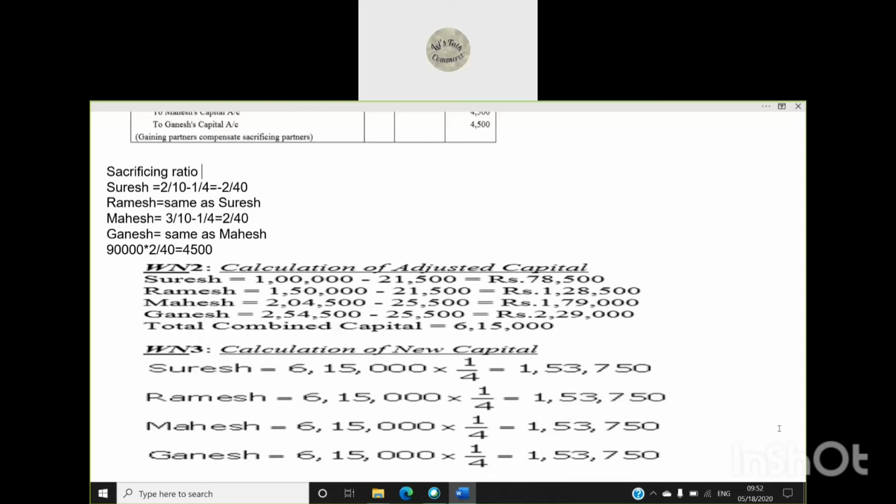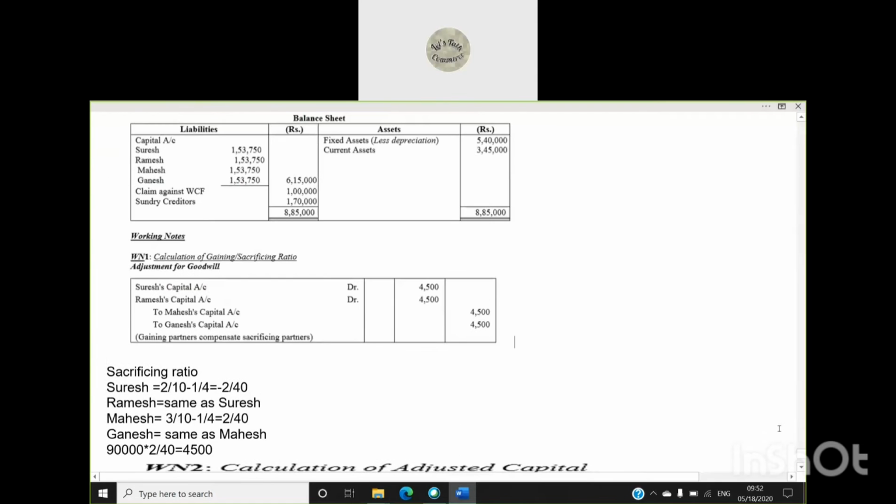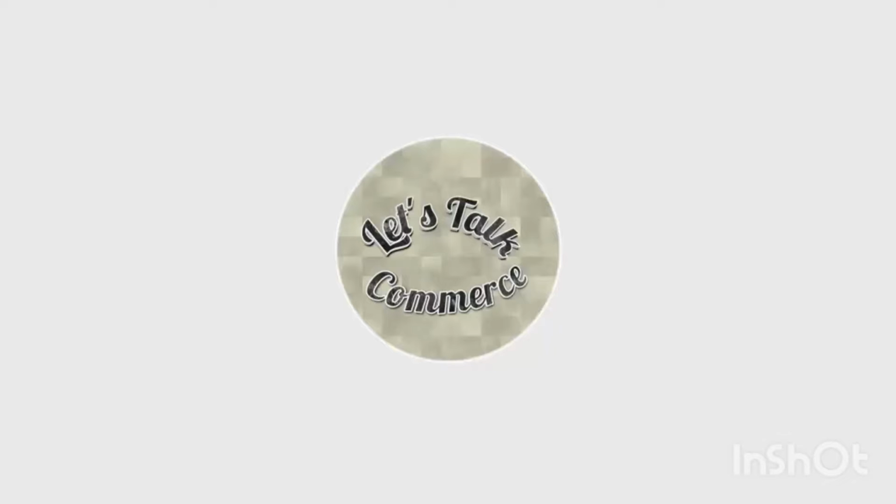So the gaining partners' capital accounts are debited and the sacrificing partners' capital accounts are credited, in the ratio of gaining and sacrifice. Suresh capital account debit, Suresh is the gaining partner, amount will be 90,000 into 2 by 40. Ramesh capital account debit, he is gaining, so he is compensating the other partners, 90,000 into 2 by 40. To the sacrificing partners, to Mahesh capital account 4,500, to Ganesh capital account 4,500.